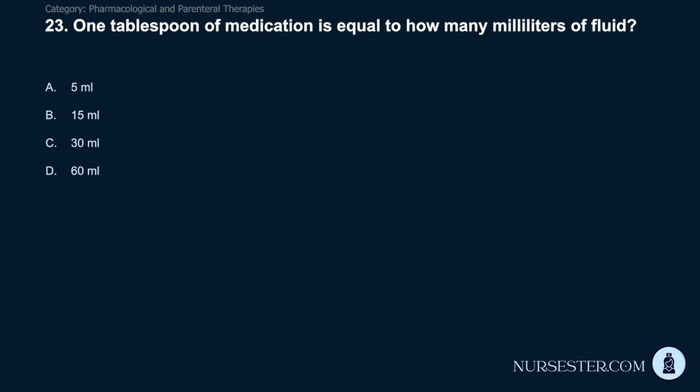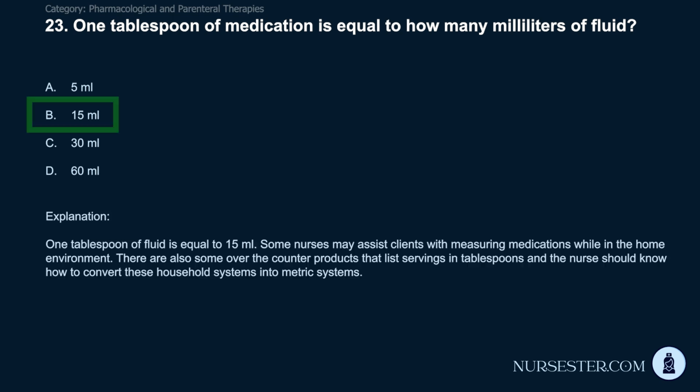23. 1 tablespoon of medication is equal to how many milliliters of fluid? A. 5 milliliters, B. 15 milliliters, C. 30 milliliters, D. 60 milliliters. Correct answer: B. 15 milliliters. 1 tablespoon of fluid is equal to 15 milliliters.